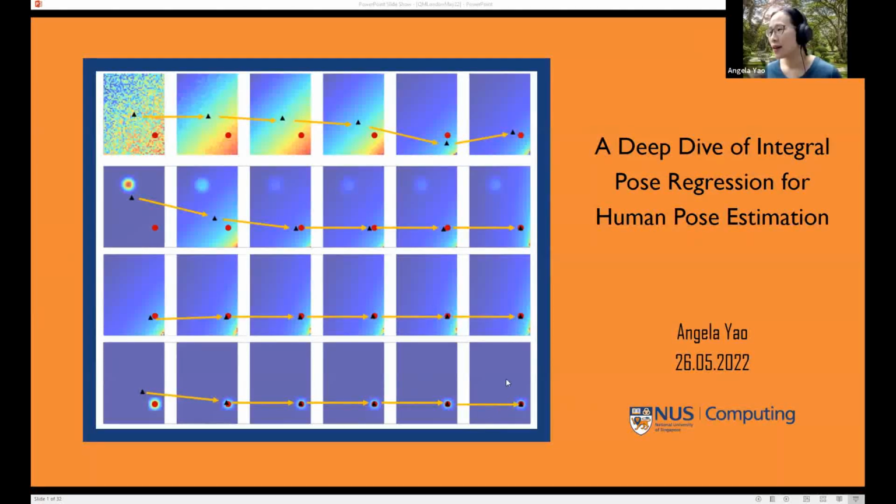So today I'm happy to present some of our recent work on integral pose regression. Without further ado then.